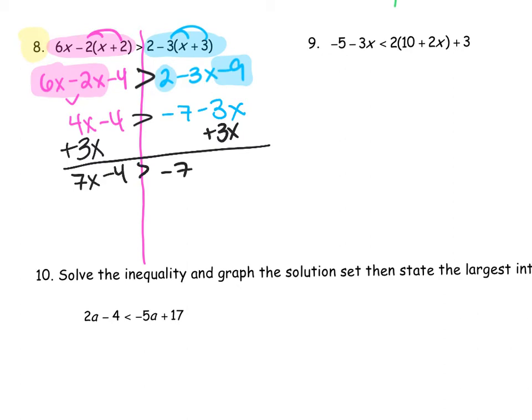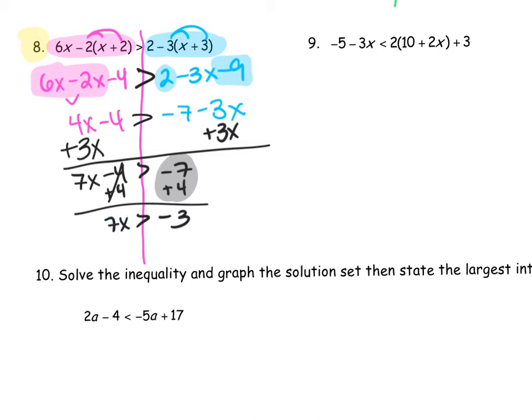We're almost there. I'm going to add 4 to both sides using the addition property of equality. And now I have 7x is greater than negative 3. Again, I just combined like terms here. Negative 7 plus 4 is negative 3. And we want to get rid of this 7 out front. Remember, it's being multiplied by x. You're not going to ever see the multiplication symbol. You just have to know that that 7x is being multiplied.